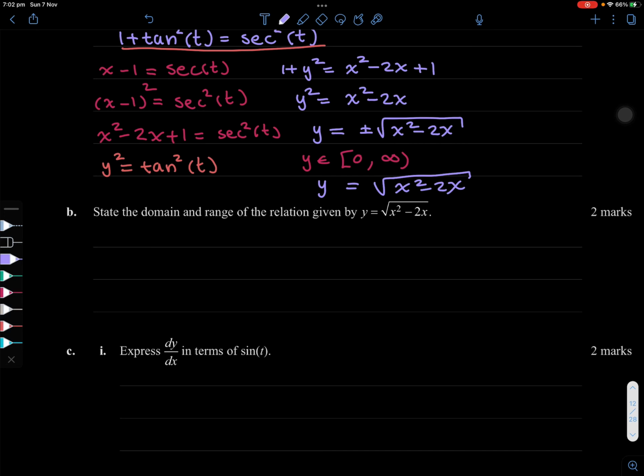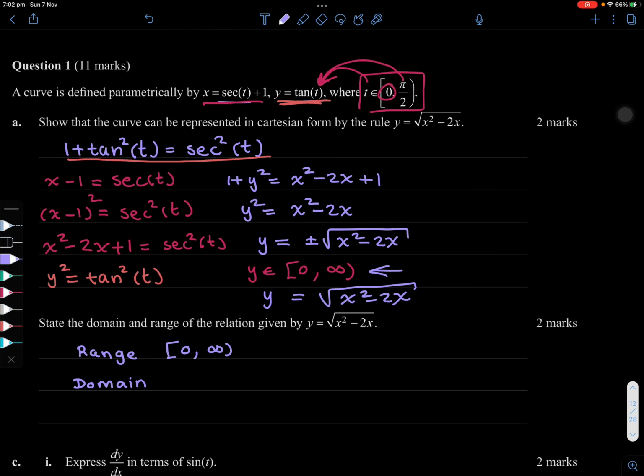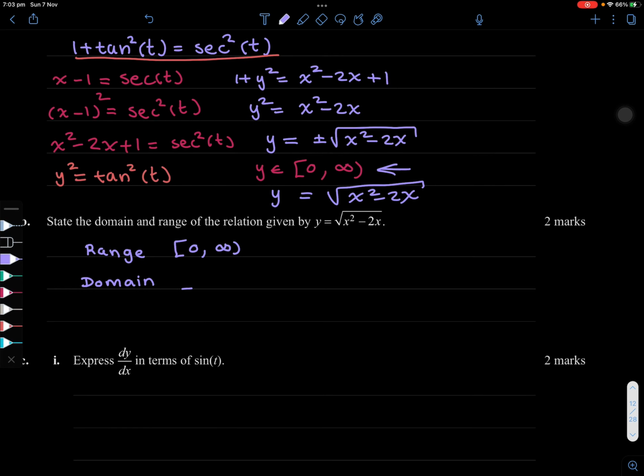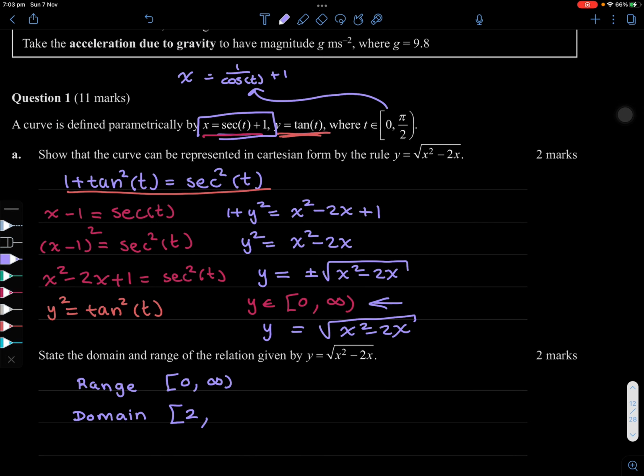Now it says state the domain and range of the relation. We did just find the range, so the range is 0 to infinity, and our domain we can figure out in a similar way by just considering this. So we know that x is sec t, which is 1 on cos t, plus 1. Now when we sub in 0 into this, that gives us 1 plus 1, which is just 2. So our domain starts off at 2.